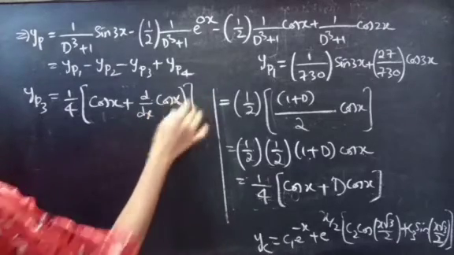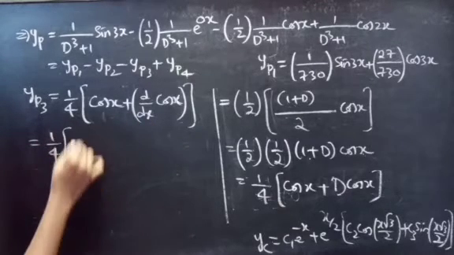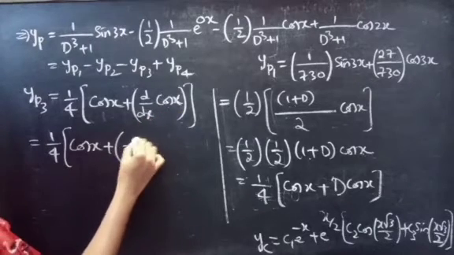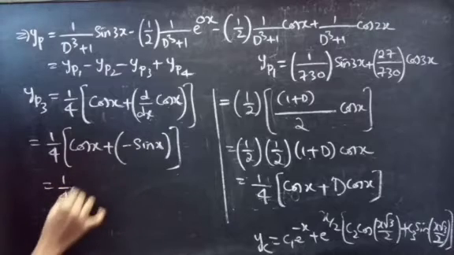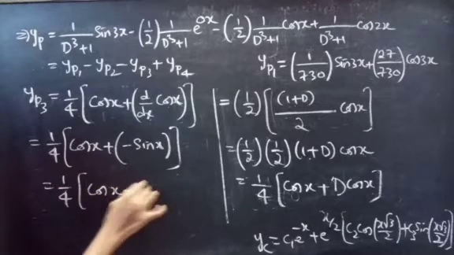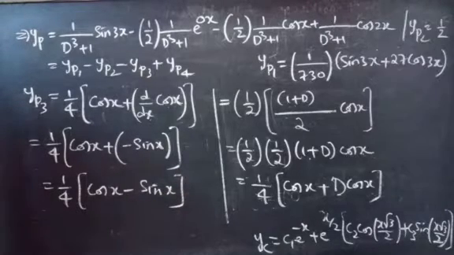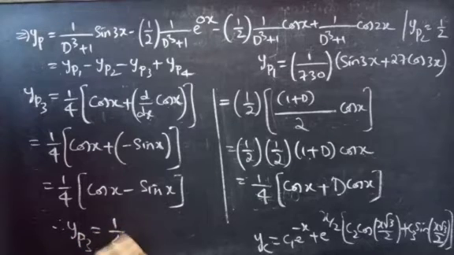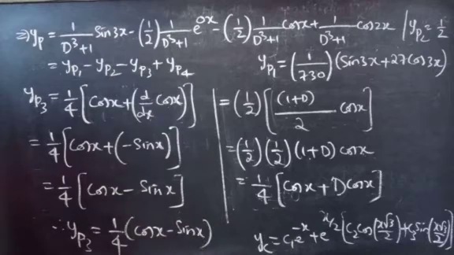Now here we need to find the derivative of cos x with respect to x, equals 1 by 4 into cos x plus derivative of cos x with respect to x, which is minus sin x, equals 1 by 4 into cos x minus sin x. Therefore, yp3 equals 1 by 4 into cos x minus sin x. Now let's find yp4.